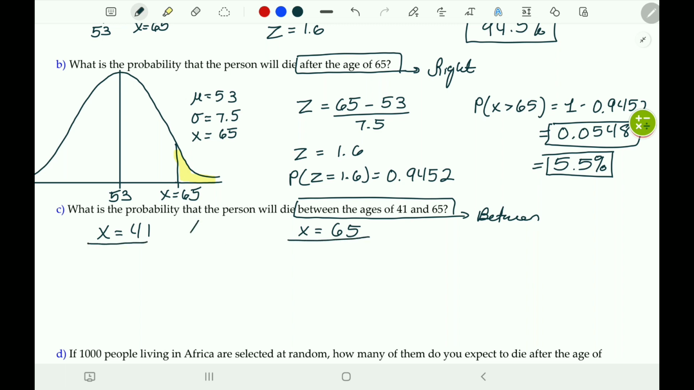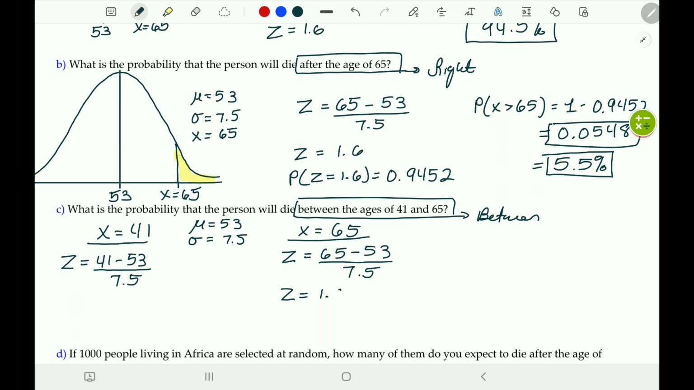The mean is still 53. The standard deviation is still 7.5. So z equals 41 minus 53 divided by 7.5. And then for this one, z equals 65 minus 53 over 7.5, which we know the answer is z equals 1.6. And then the probability of that z-score is 0.9452.